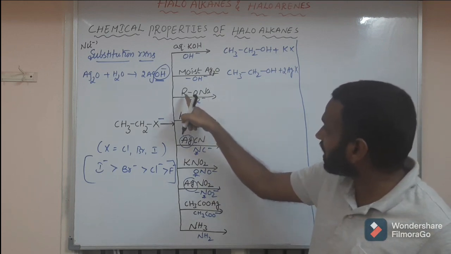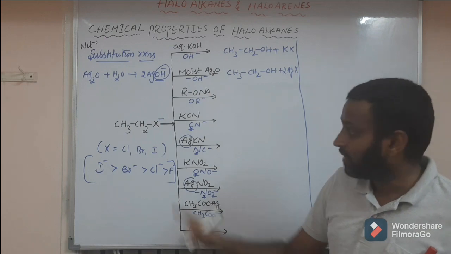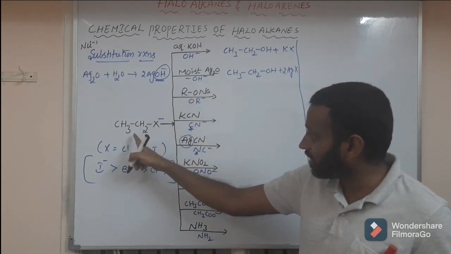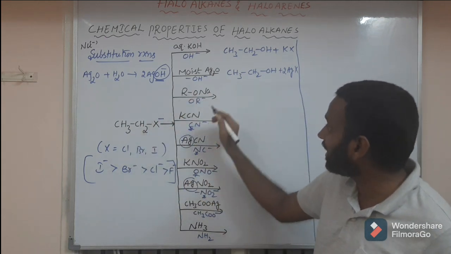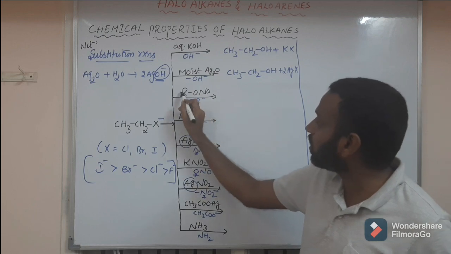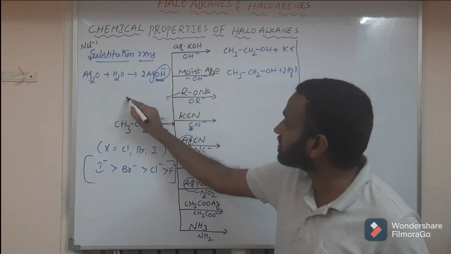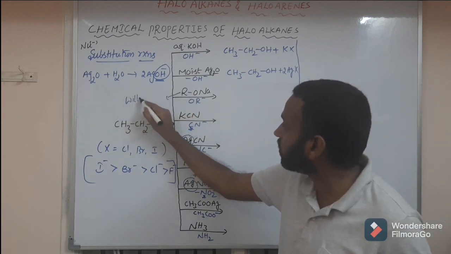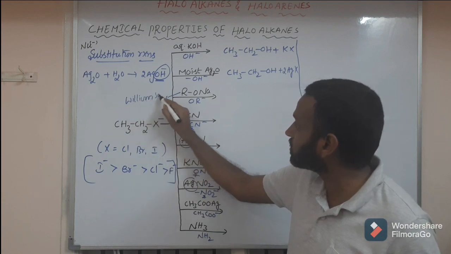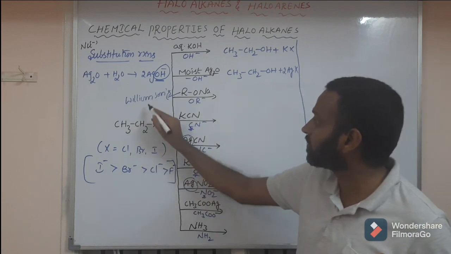Next, when RONa reacts with alkyl halide, then the reaction is called Williamson synthesis. What synthesis is that called? Williamson's synthesis.